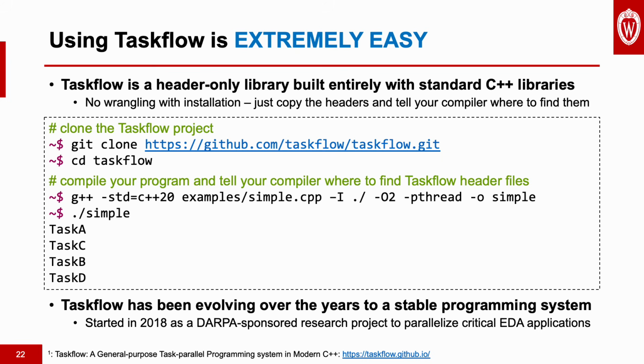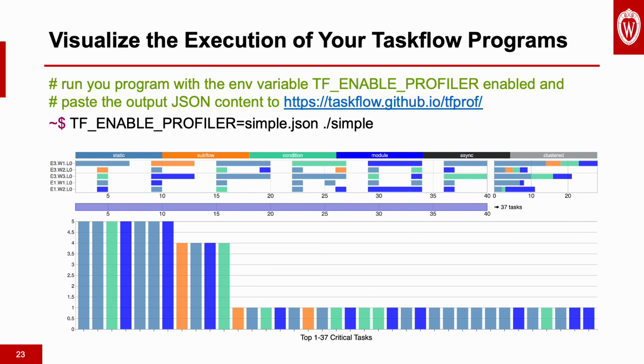Besides, Taskflow has been evolving over the past few years into a stable programming system. It actually started in 2018 as a DARPA-sponsored research project to parallelize critical EDA applications. You can visualize the execution of your Taskflow programs by running them with the environment variable TF_ENABLE_PROFILER enabled, and paste the output JSON content into our web-based visualizer. This helps you understand how tasks are scheduled and executed across different threads, making it easier for you to analyze and optimize the performance of Taskflow programs.